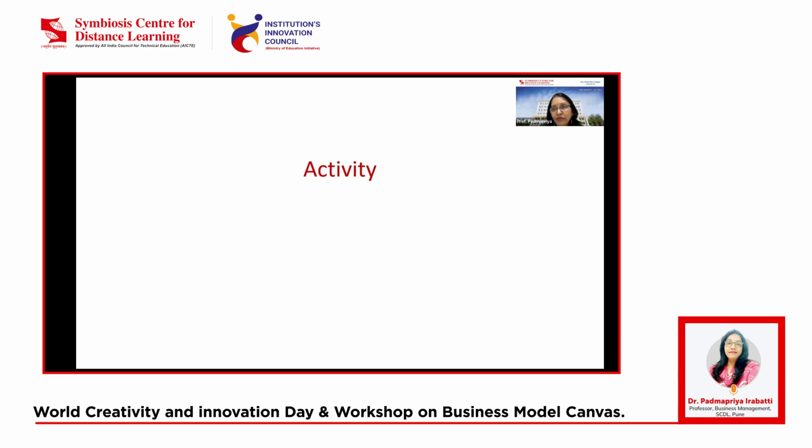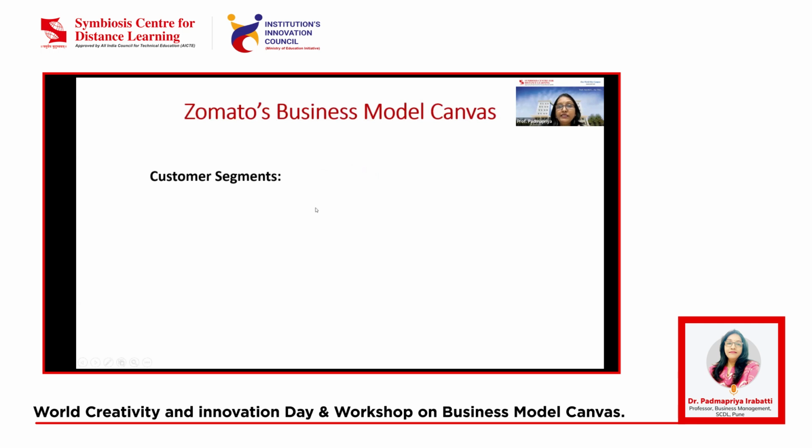It is a well-known company. We are very much aware about their operations, majority of them. Okay, so let us see what the different business model canvas components of Zomato are. Let us start with the first one, customer segment. What is the customer segment for the business model of Zomato? Who are the customers? Students, bachelors. Students, bachelors. Anyone else? Professionals, all working professionals maybe.